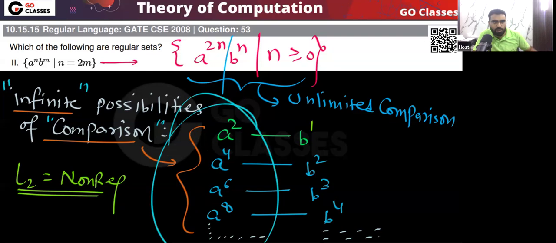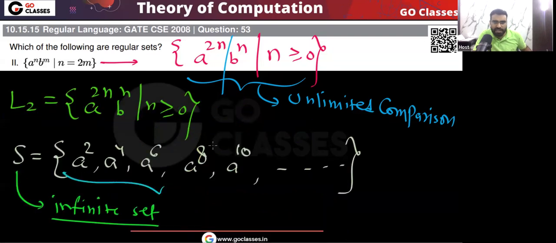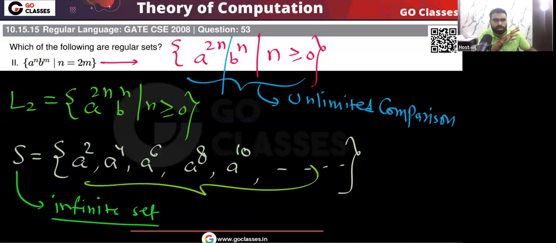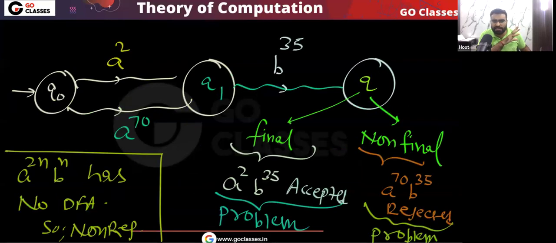Now from these infinite possibilities of comparison, I'm creating set S, and you can notice that in this set S, you can choose any two strings. If they go to the same state in any DFA, then a problem will happen. So I can say there is no DFA for this language, so this language is non-regular. Okay, understood?